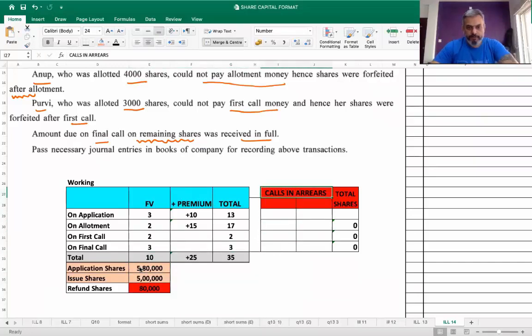Now Anu, who was allotted 4,000 shares, did not pay the allotment money. So 4,000 shares, here I'm putting a dash over here. Because Anu only, 4,000 allotment money he did not pay and we forfeited the shares.